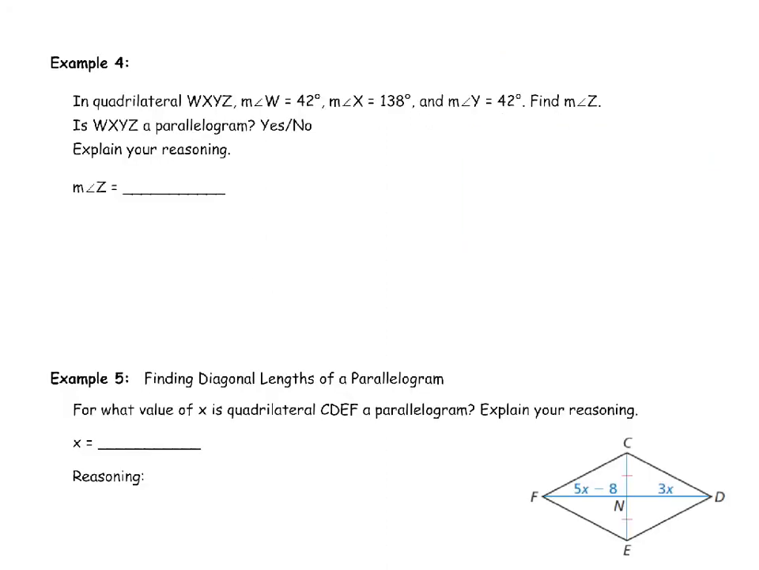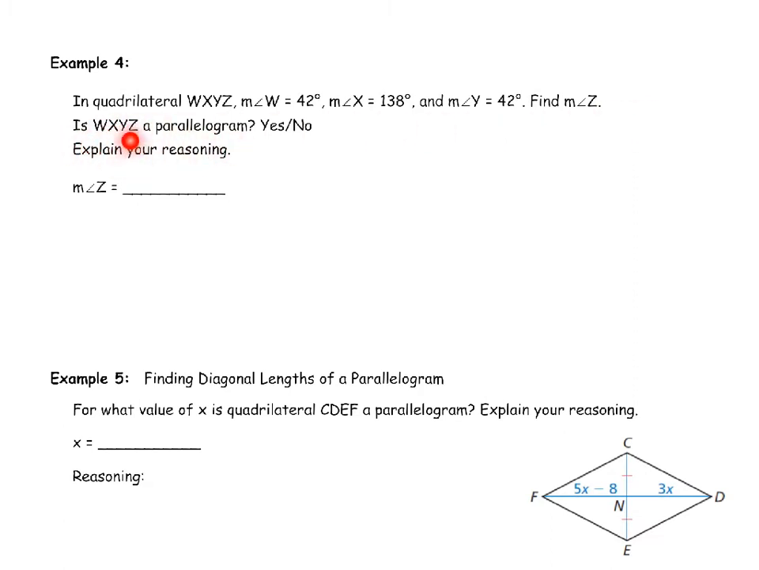All right. Example 4 says, in quadrilateral WXYZ, the measurement of angle W is 42, the measurement of angle X is 138, and the measurement of angle Y is 42 degrees. They want us to find the measurement of angle Z.